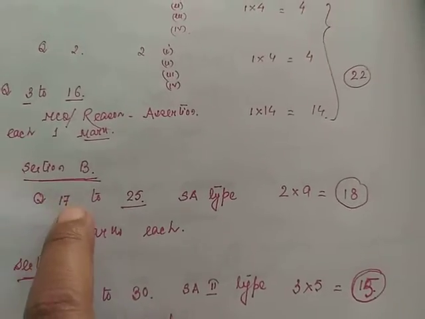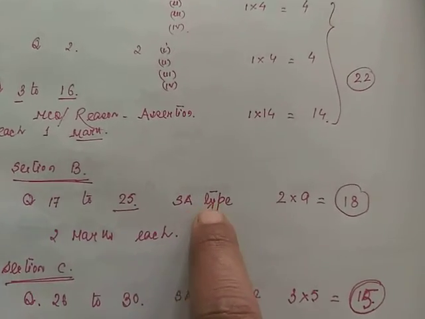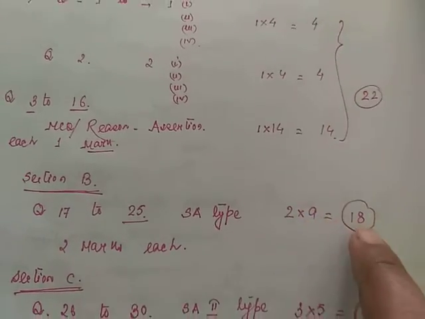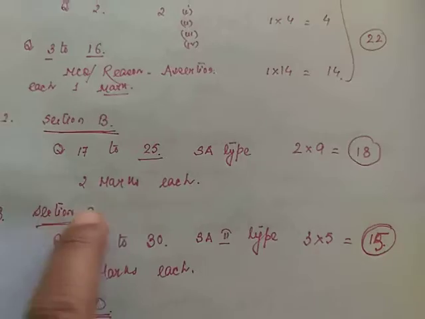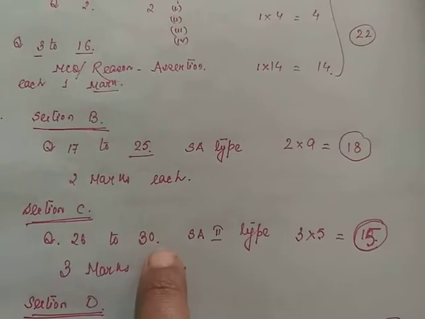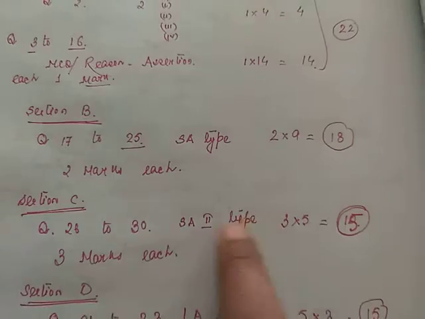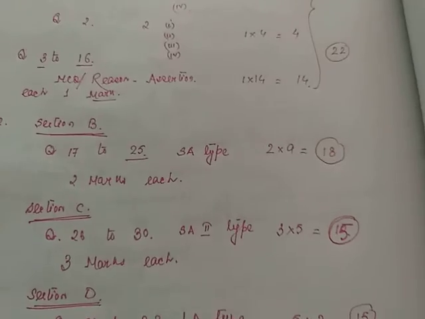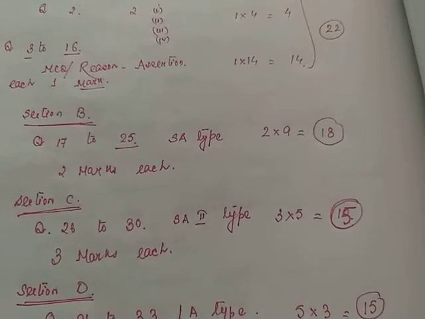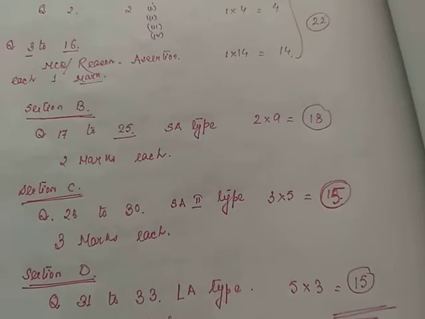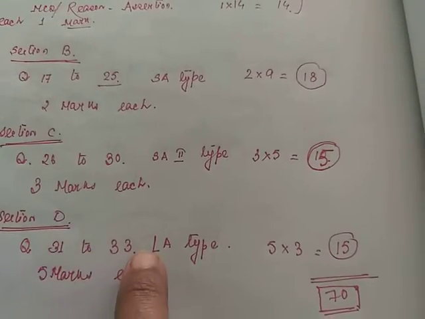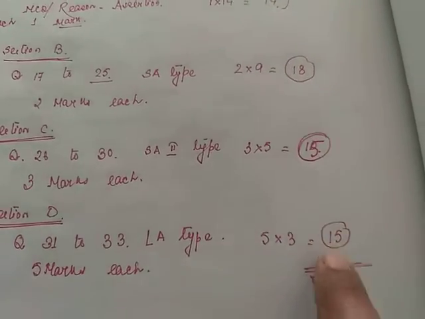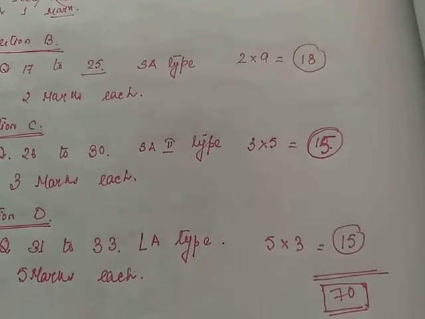Section B, question number 17 to 25, you will have short answer type. Each is carrying 2 marks. So it is 2 into 9, that is 18 marks. Section C, question number 26 to 30, is essay type 2, that is short answer but a little subparts would be there. 3 into 5, that is 15 marks. And section D, question number 31 to 33, is long answer type, 5 marks each. So it is 5 into 3, that is 15. As a whole, total 70 marks.